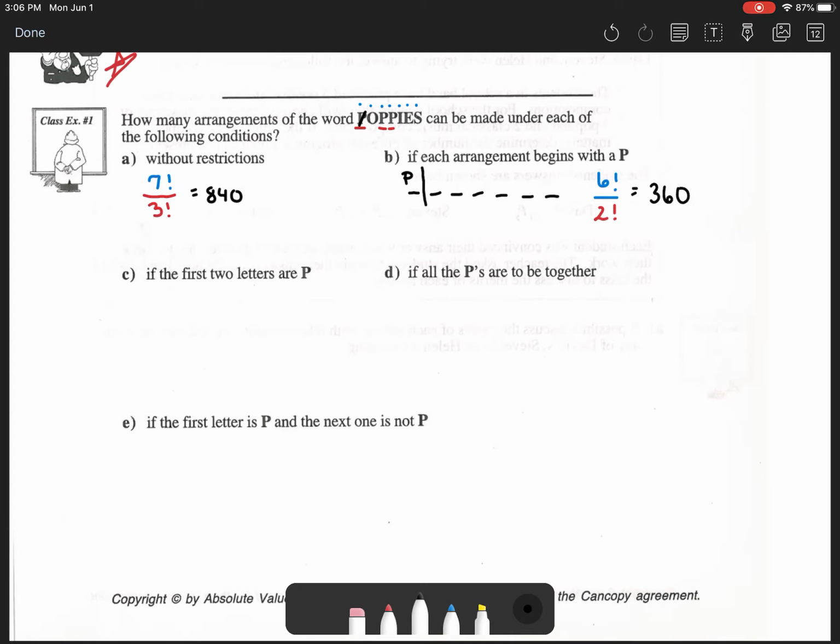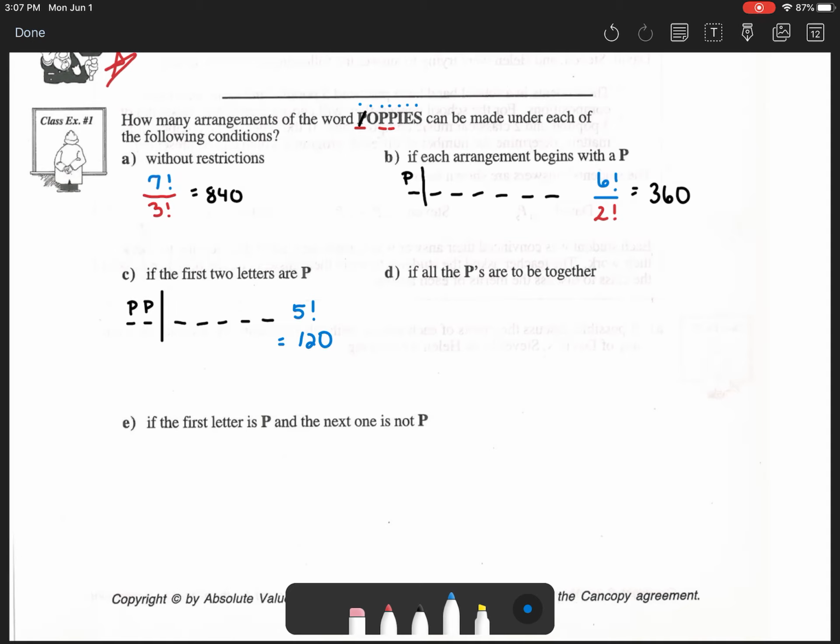Very similar in the next one. This time the first 2 letters are going to be P and P. So that's kind of taken out of the calculation, isn't it? Because they have to be P and P. That means there are now 5 remaining things to be ordered. Now there will be no repetitions, because there were 3 P's and 2 of them have to be first. So of the 5 remaining letters, they're all different. So 5 factorial, which we know is 120.